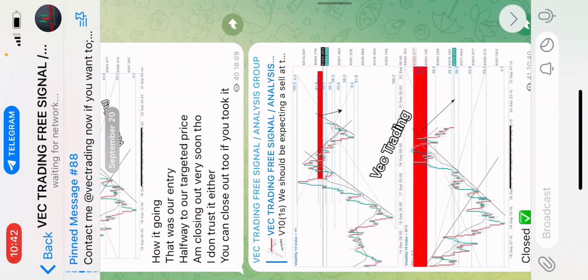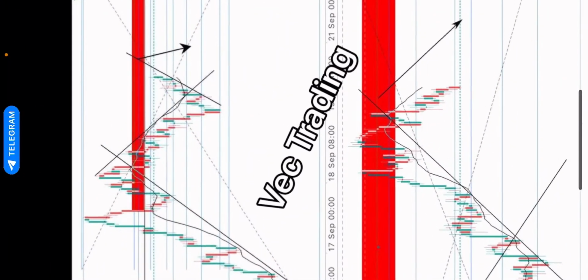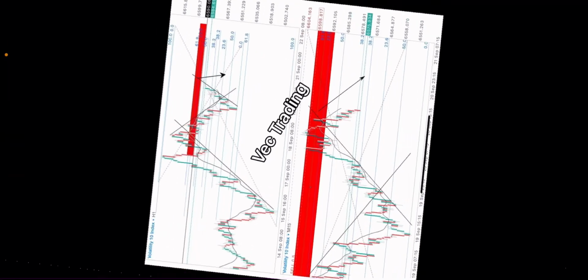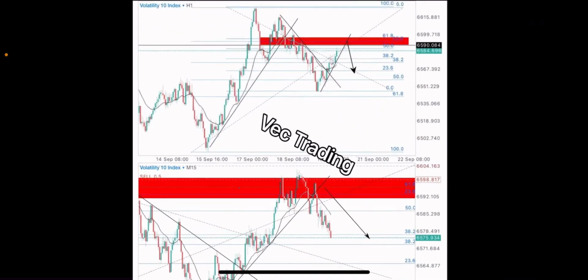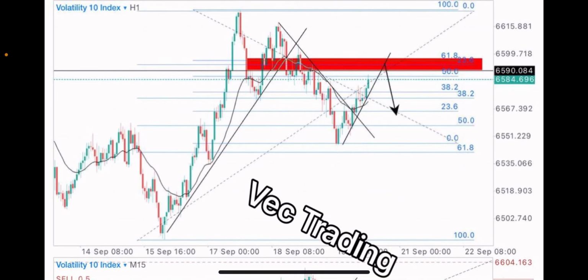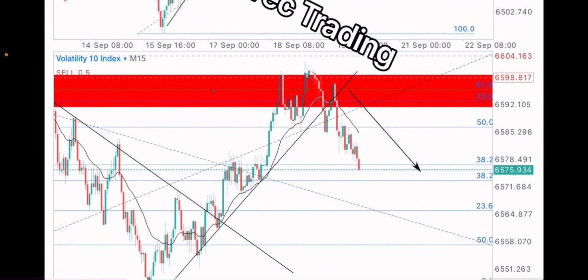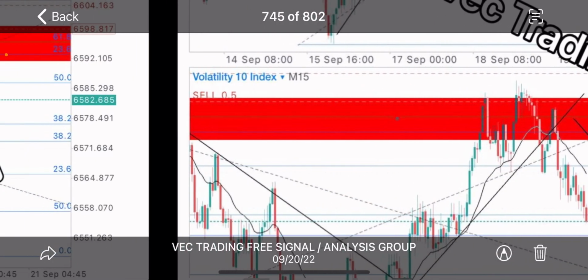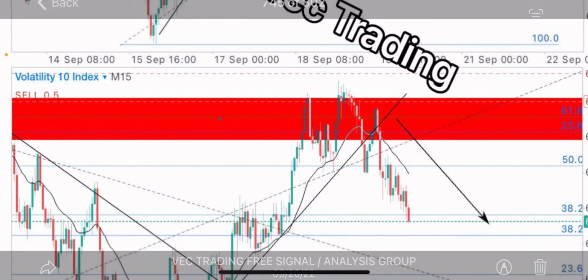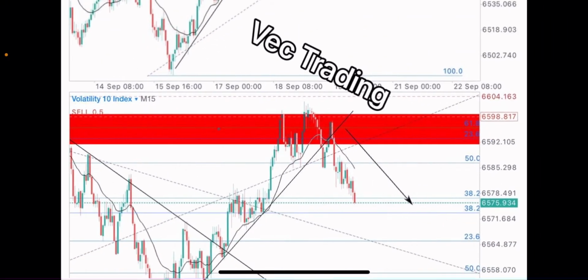So this was how it went. You can see this was before and after. Let me do it like this. So this was before. You can see I said that when it's here, sell, and this was after. This was the 15-minute time frame. You can see how it sold. I hope you can see my entry at this point. That was proof that I actually entered this trade.